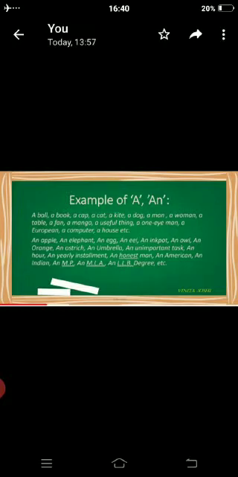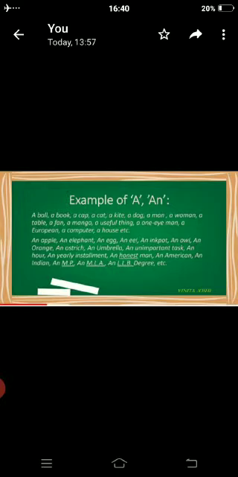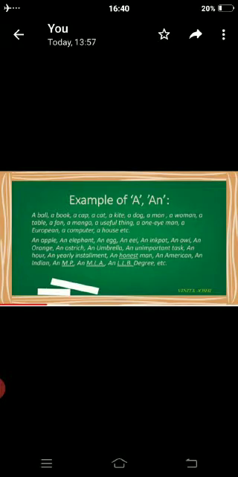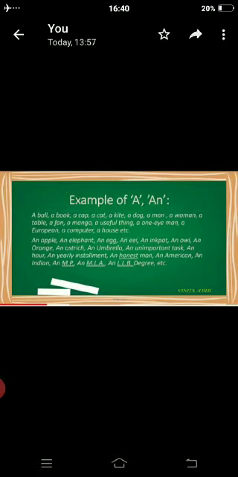Like useful, like European, like university, like unit. And one more example is written over here, as you can see, students: a one-eyed man. The word one starts with O, right? But it is not giving a vowel sound. It is giving the sound of W. That is why article A has been used here. A computer, a house, etc.